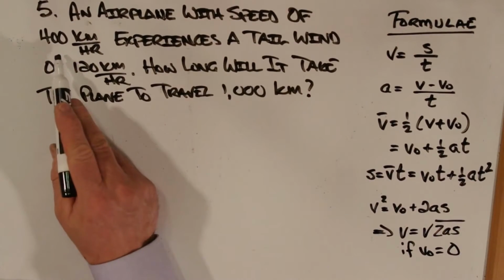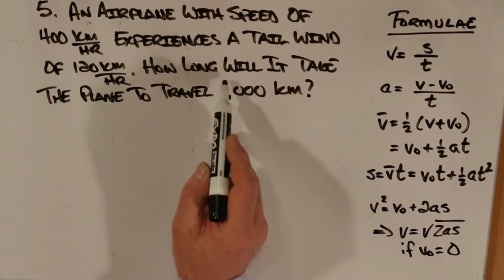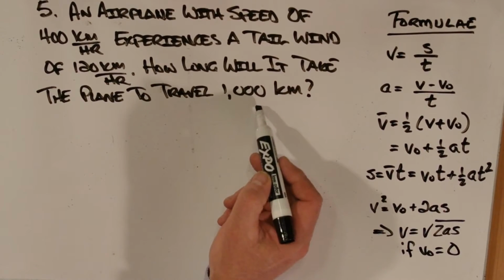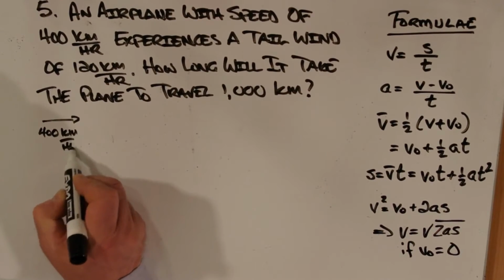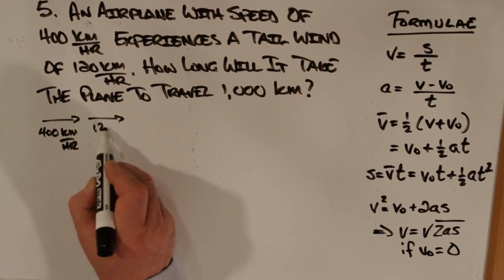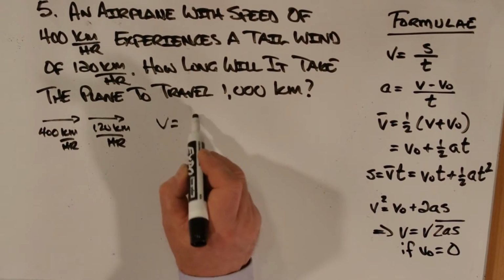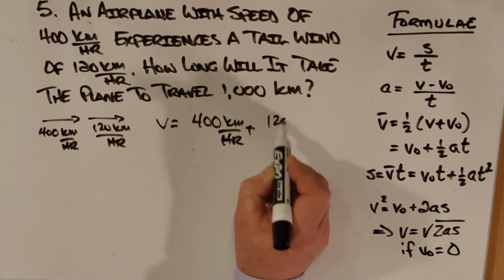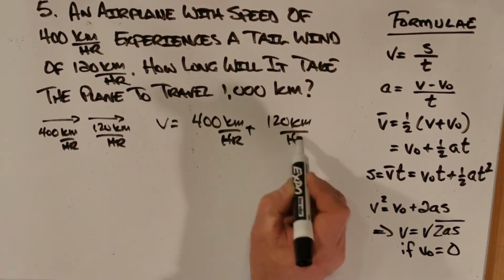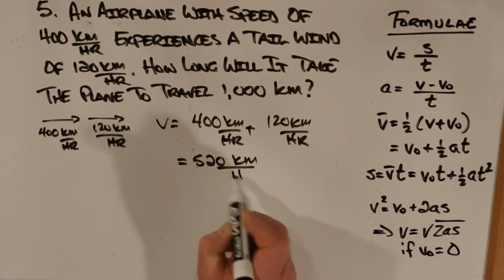Our last problem in the set: an airplane with a speed of 400 kilometers an hour experiences a tailwind of 120 kilometers per hour, and we're asked how long will it take for the plane to travel 1,000 kilometers. The idea here is that the speeds are additive. 400 kilometers per hour is what the plane is doing, and is being pushed an additional 120 kilometers per hour. It's got a good tailwind, and so the total velocity is 400 kilometers per hour plus 120 kilometers per hour, which comes out to be 520 kilometers per hour as a velocity, or as a speed.